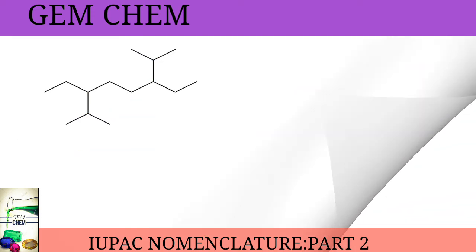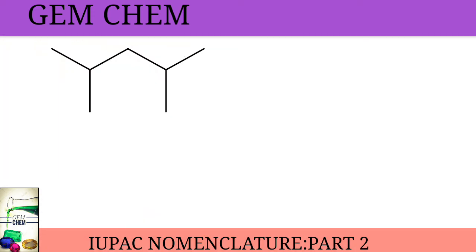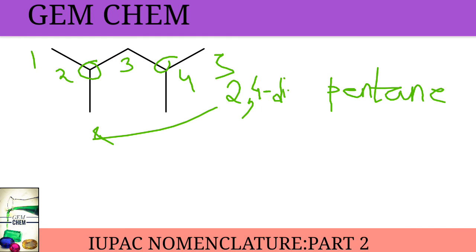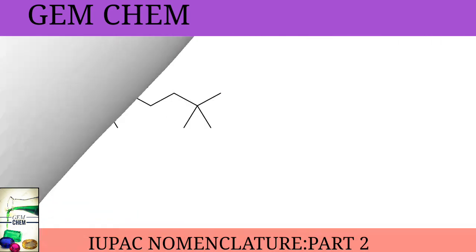Let us see the next example. This is an easy one. 1, 2, 3, 4, 5. In both cases they have 2 and 4. If we name from here also, same. So this is easy. Pent-ane, and since 2 substituents are present in 2, 4 position, 2,4-dimethyl pentane. Let us go to the next example.